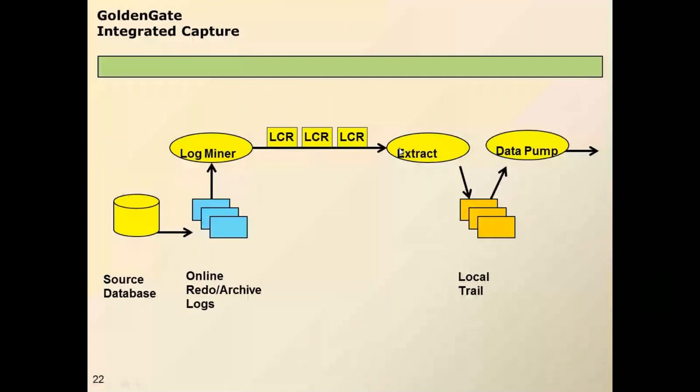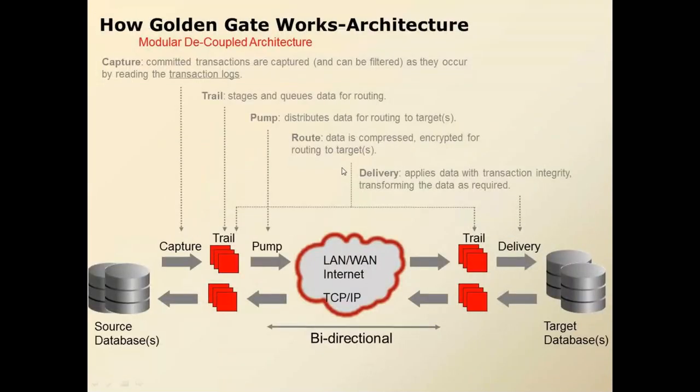And once it receives those changes, it writes them to the local trail file, and then the data pump reads the data from the local trail, sends it over the TCP/IP network and writes it to remote trail files. So here, if you see, the extract process was reading the transaction logs of the database directly.